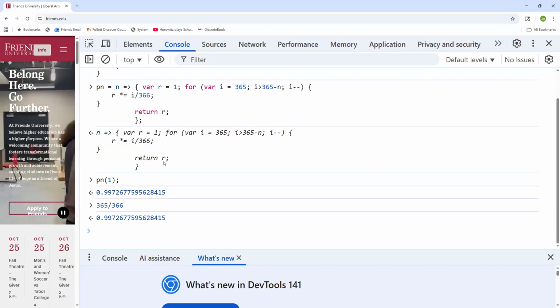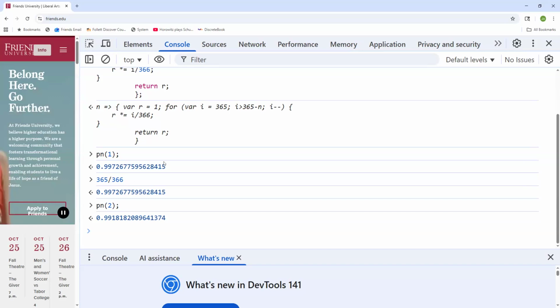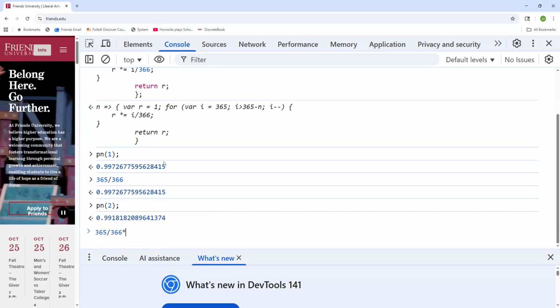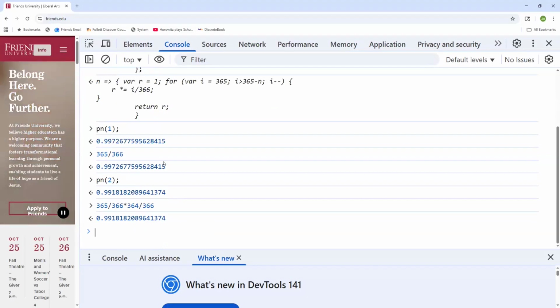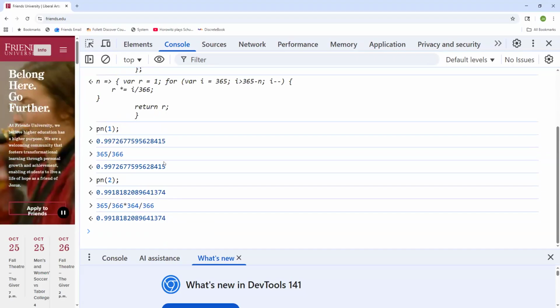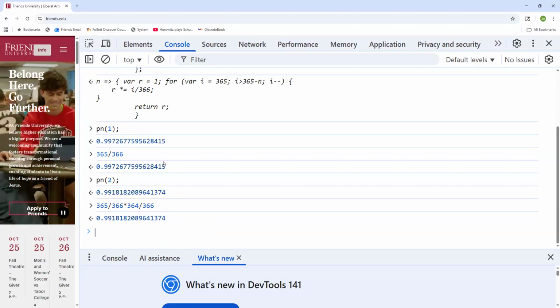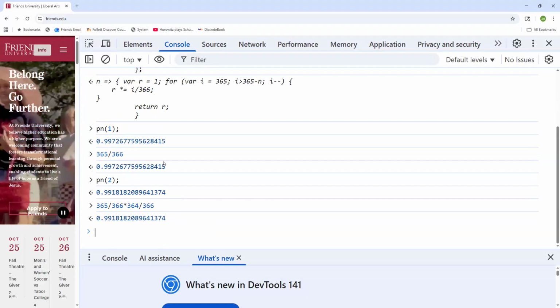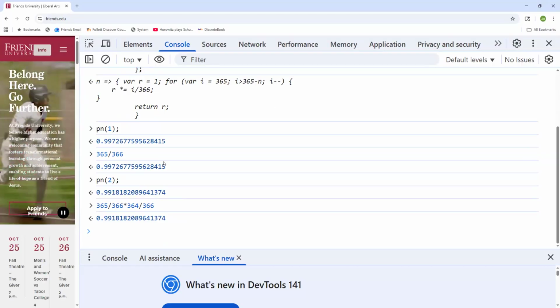Let's try Pn of 2. Pn of 2 is that number. And now let's try 365 over 366 multiplied by 364 over 366. And is that giving us the same thing? Yes, that is. So Pn of 2 is giving us the correct answer, which should be equal to 365 over that times 364 over that. Everything seems to be giving us the same answer. And remind me what Pn represents.